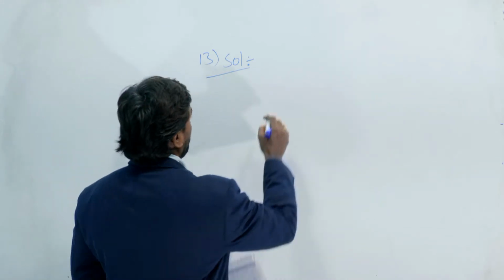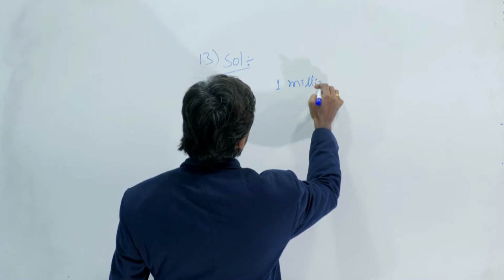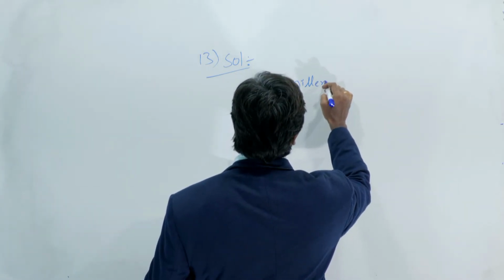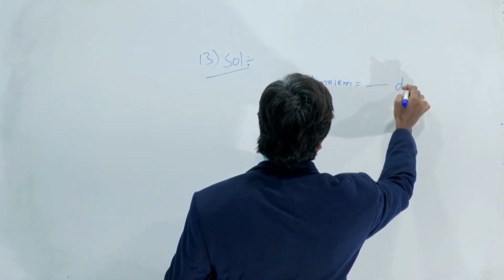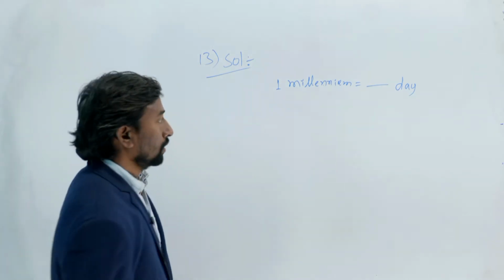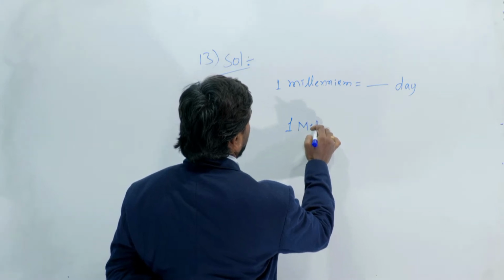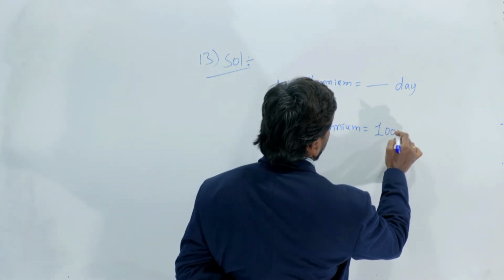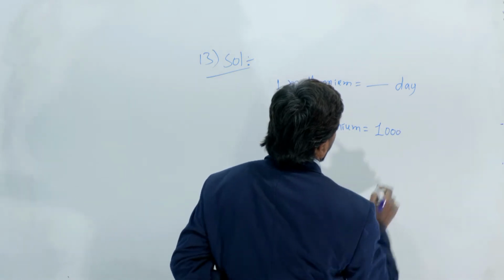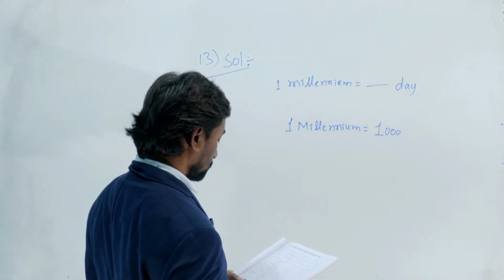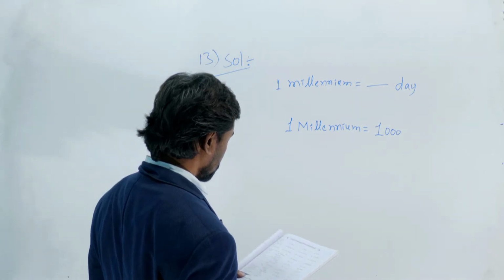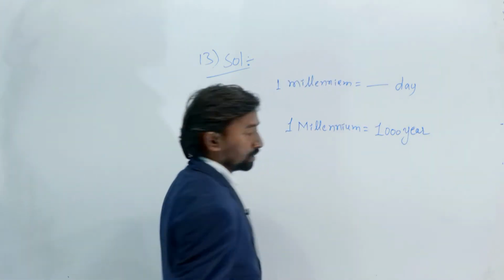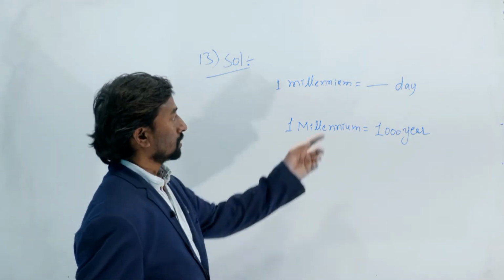13th question, 1 millennium is equal to dash days. 1 millennium is nothing but 1000 years. They are asking in days. How many days is it?